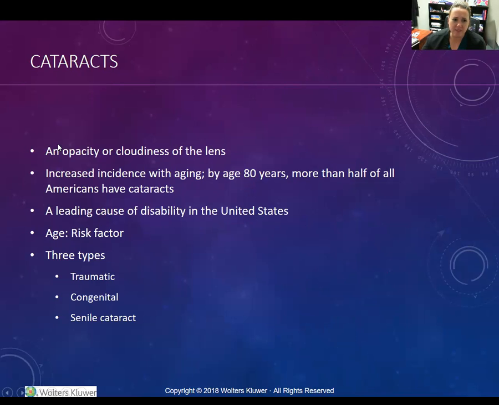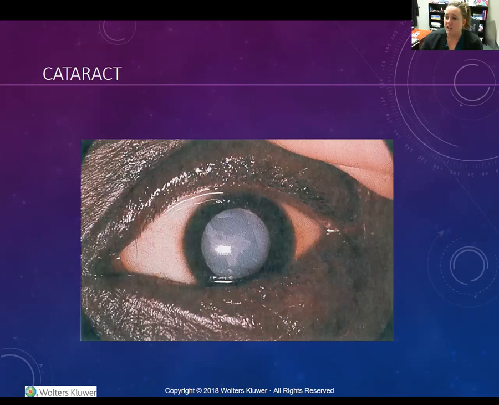Cataracts are an opacity or cloudiness of the lens, with increased incidence with aging. By age 80, more than half of the American population has cataracts. So if you live to be 80, there's a 50% chance you're going to have a cataract. It's the leading cause of disability in the United States. Age is the biggest risk factor. And then we have 3 types: traumatic, congenital, and senile, which is obviously age. Leading cause of blindness in the world, affects over 18 million people.